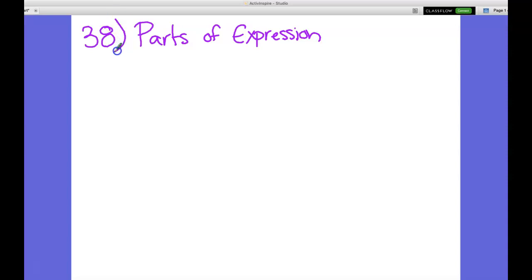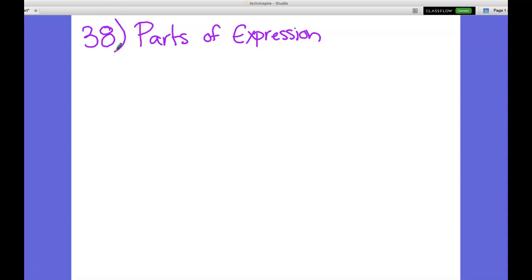Okay, so for today for your independent station, you're going to be taking some notes in your notebook. So we are going to be on page 38 in your notebook. And in your table of contents, you can label it parts of expression. You might have to abbreviate if you can't fit all that in, but this is going on page 38.